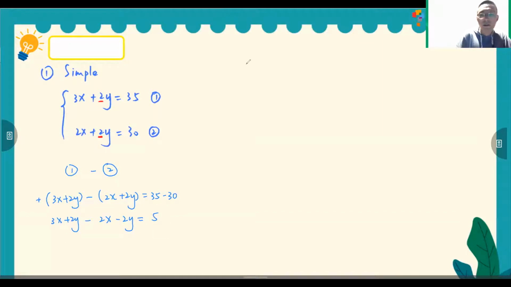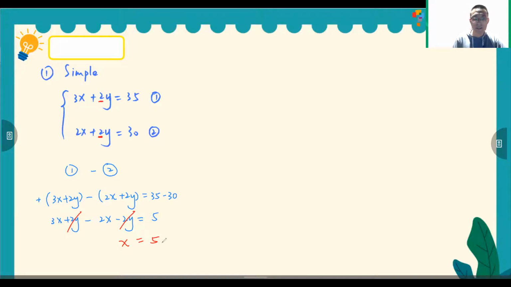So we see here plus 2y minus 2y. This is what we like to see because they cancel out, and we don't need to bother with them anymore. What's left is just 3x take away 2x. Everyone can do that. x equals 5. This will give us the value of 1x. And then what do we do next?